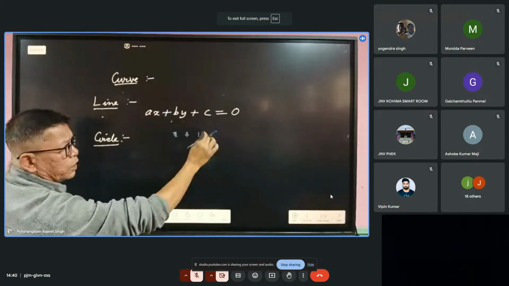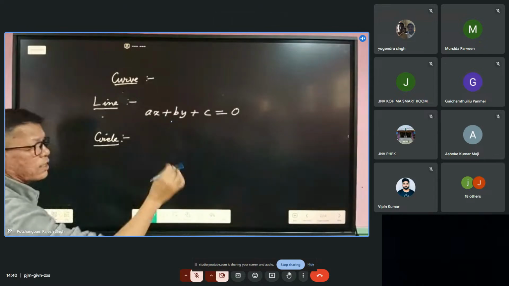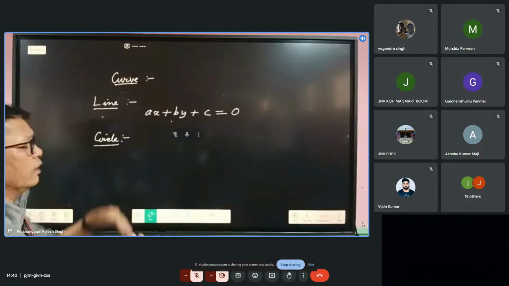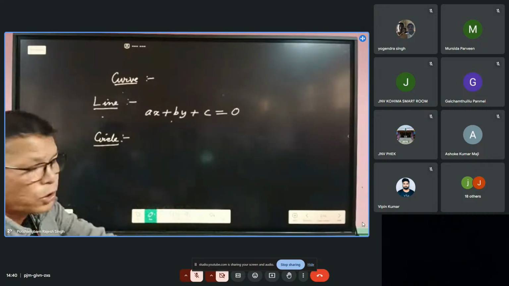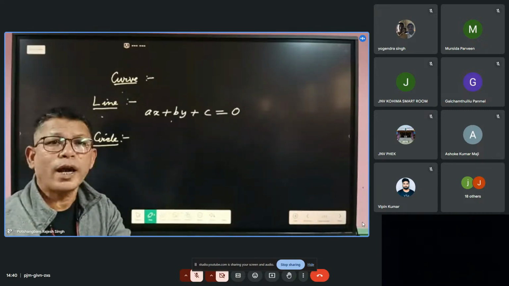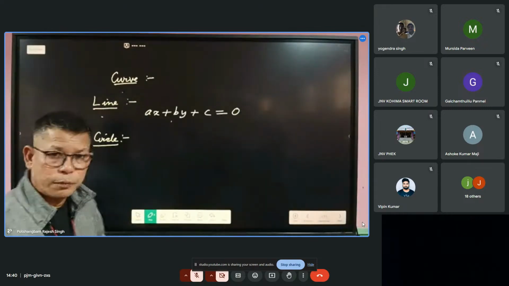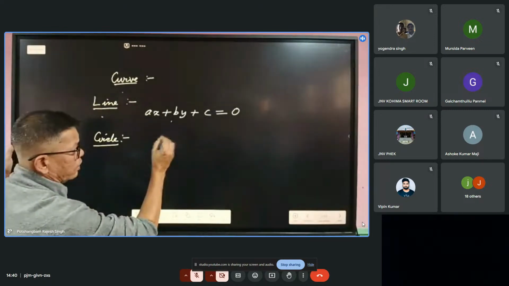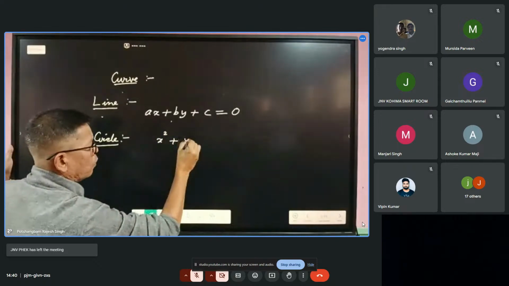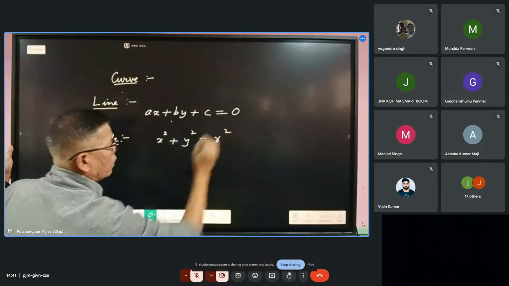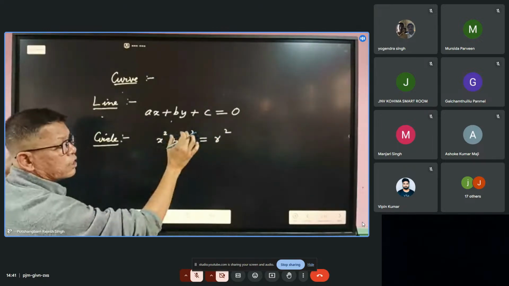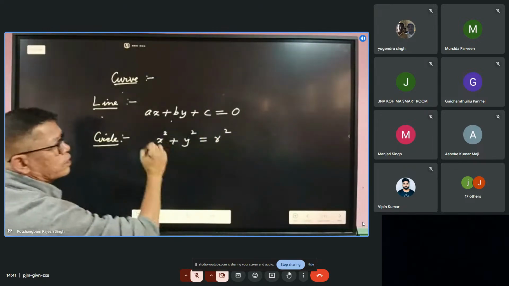The equation should involve variables x and y such that both variables have degree 2, and the coefficient of x squared and the coefficient of y squared in the equation should be the same. Say, for example, the standard equation of the circle is x squared plus y squared equals r squared, where r is the radius of the circle, and the center of this circle is the origin. This is the standard equation of the circle.